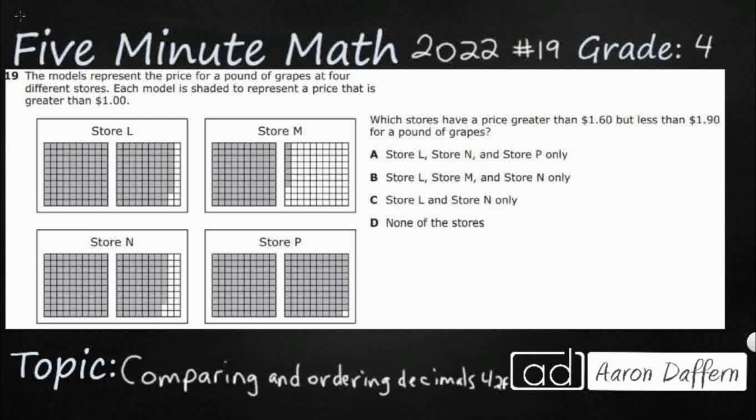So these models, store L, M, N, and P, represent the price per pound of grapes for different stores. Each model is shaded to represent a price that is greater than $1. All right, so let's take a look at our models here.